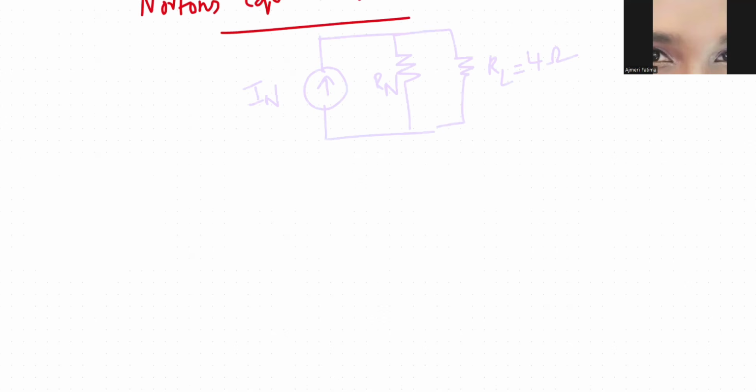Now the last step would be finding the current in 4 ohms. Current is denoted by I, and you have to find the current in 4 ohms. So what is the formula? IL is equal to IN into RN by RN plus RL. You know how you got Norton's current, you know RN, you know RL. So that's all. Thank you.